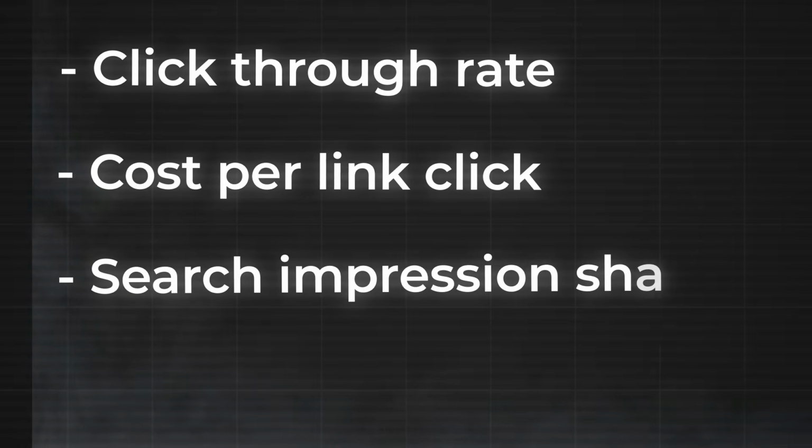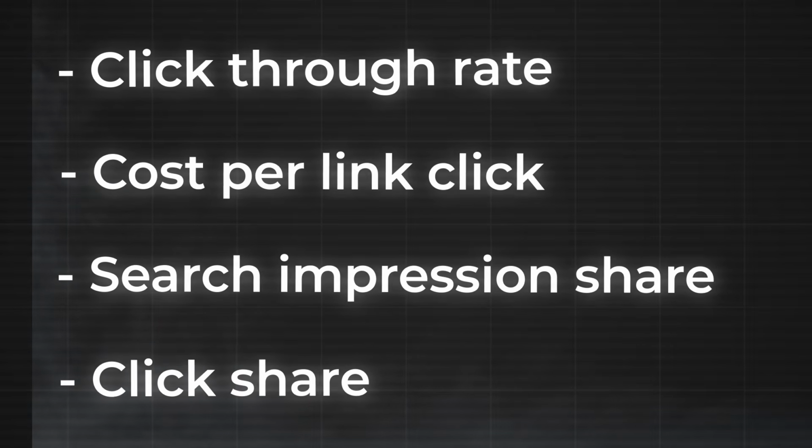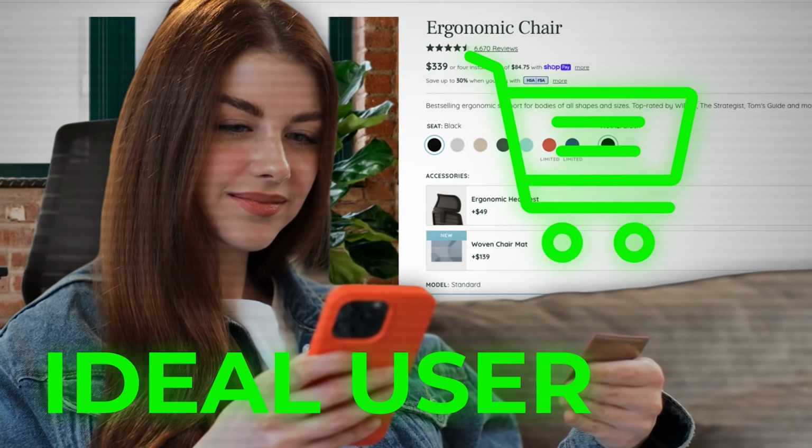This is why metrics such as click-through rate, cost per link click, search impression share, and click share are so important on the front end level, because they're essentially telling you how willing a user is to even interact with your ad or not. The main goal with your front end ad is not to get a sale, but to get as much high quality traffic as possible. You do this by having high perceived value.